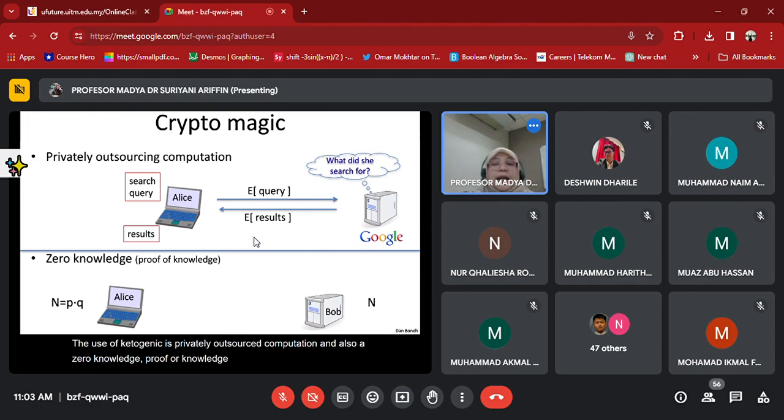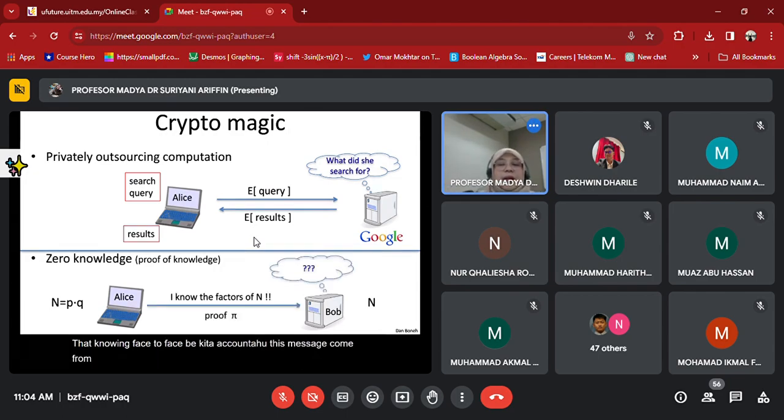It means like this, a person, zero knowledge. What does zero knowledge mean? It means we are not confident from this message that we know, oh this comes from Alice, this comes from Akmal, this comes from Farah and so on. Without knowing that, knowing face to face, we would know who this message comes from.